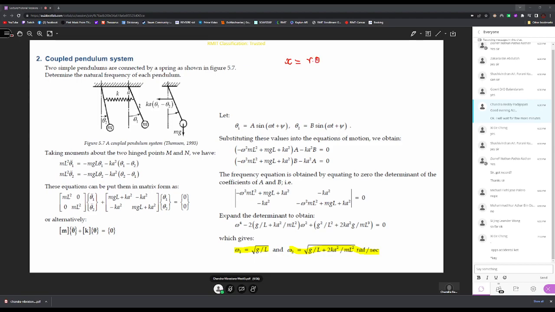Then V is equal to R into omega. Similarly, acceleration A can be given as R into angular acceleration alpha. So these are how the linear variables and angular variables are related. Here in kx, we replace x with r into theta, where theta is the net displacement, theta1 minus theta2. In this case, r is the length a as shown here.